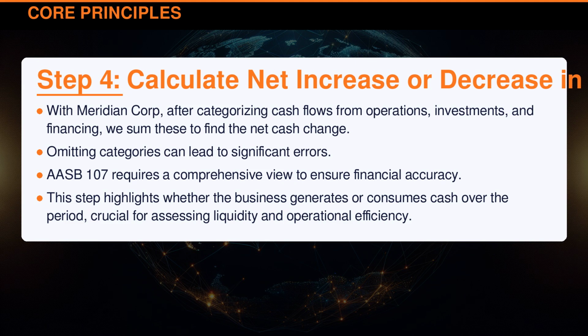With Meridian Corporation, after categorizing cash flows from operations, investments, and financing, we sum these to find the net cash change. Omitting categories can lead to significant errors. AASB 107 requires a comprehensive view to ensure financial accuracy. This step highlights whether the business generates or consumes cash over the period, crucial for assessing liquidity and operational efficiency.